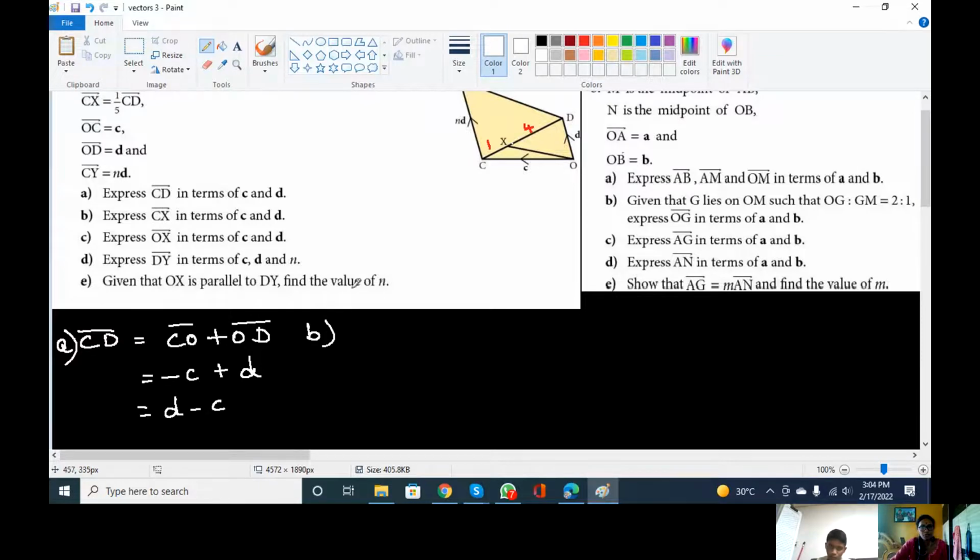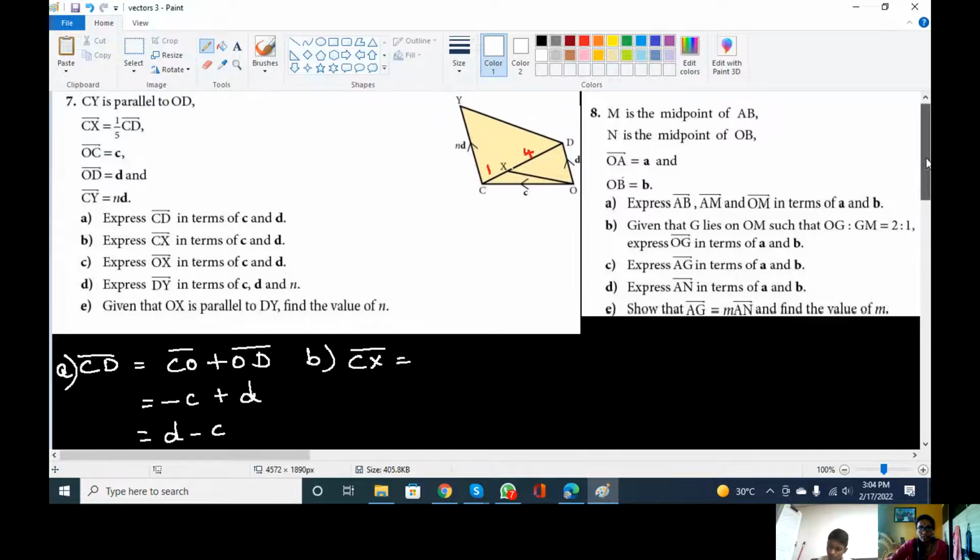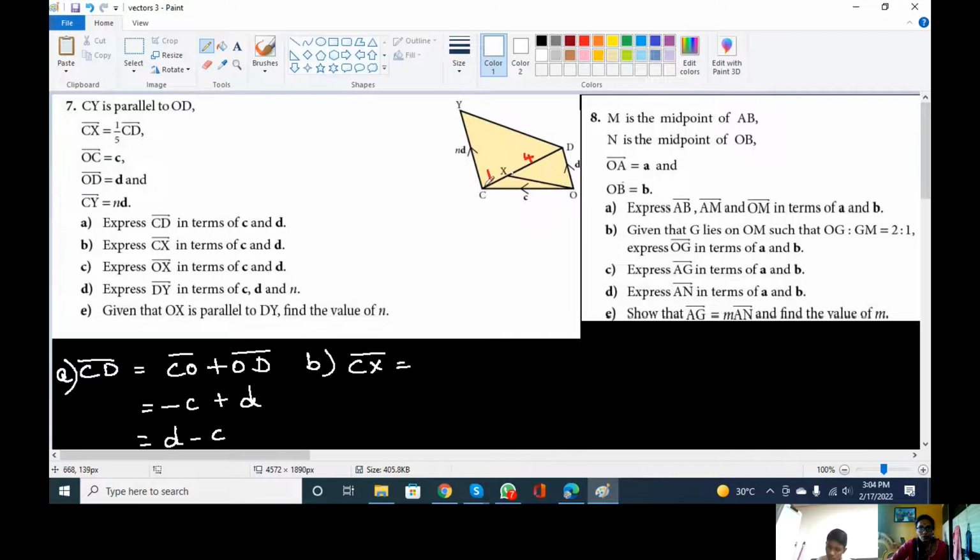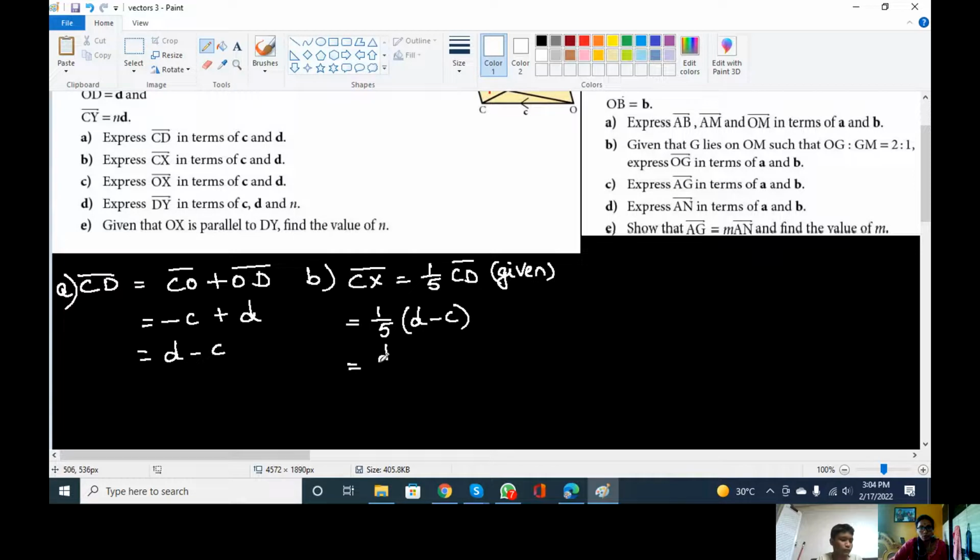Next, question B. Express CX in terms of C and D. CX means C to the X. So this they have already given, it is 1/5 of CD. We will use this. That is equal to 1 over 5 times (D minus C), which is equal to D over 5 minus C over 5.